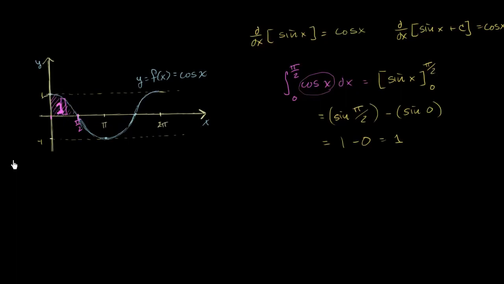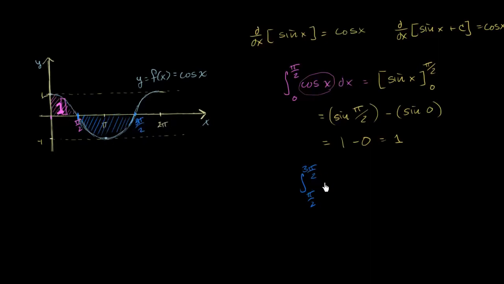Now let's do something interesting. Let's think about the area under the curve between, let's say, pi over 2 and 3 pi over 2. So between here and here. So we're talking about that area right over here. This is 3 pi over 2.